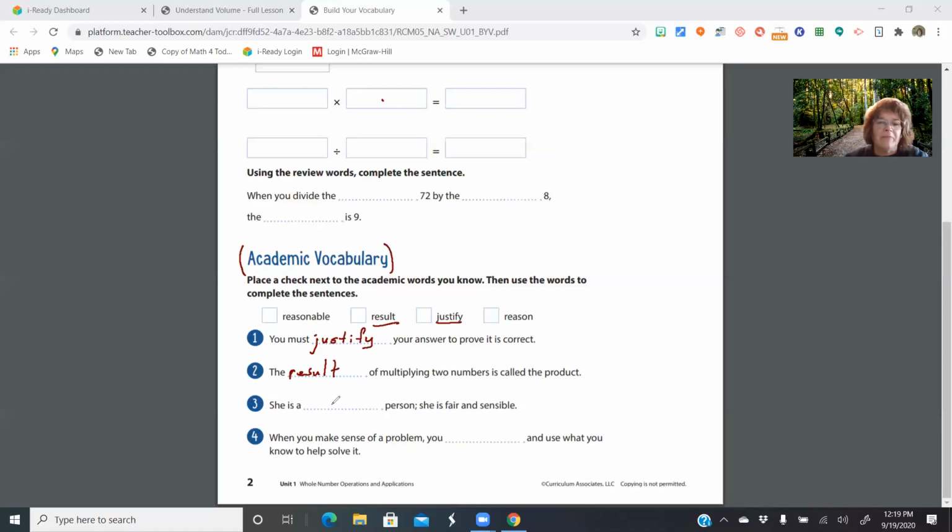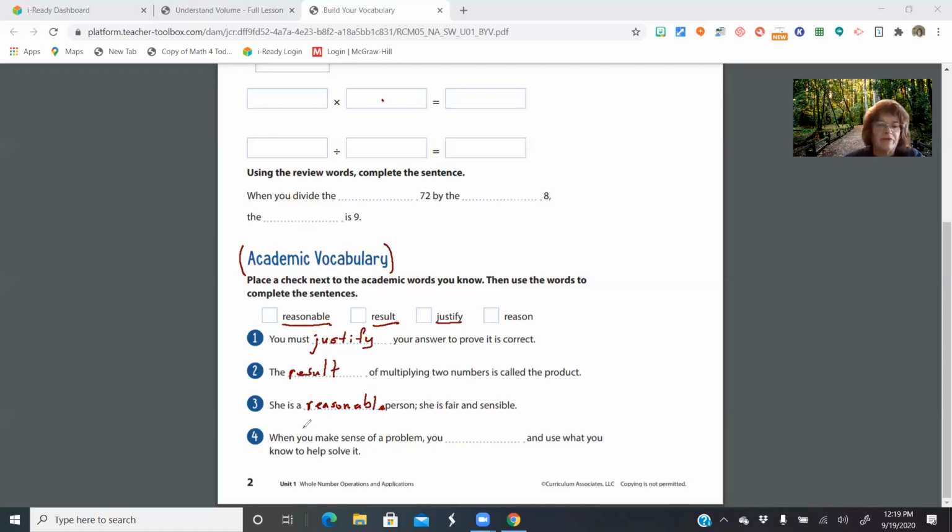She is a blank person. She is fair and sensible. So we have 2 left, reasonable and seasoned. She is a reasonable person. She is fair and sensible. Well, that makes sense. Let's try reason. She is a reasoned person. She is fair and sensible. I think reasonable sounds like a better answer. So let's write that on the line. Don't you think that sounds better? I do.